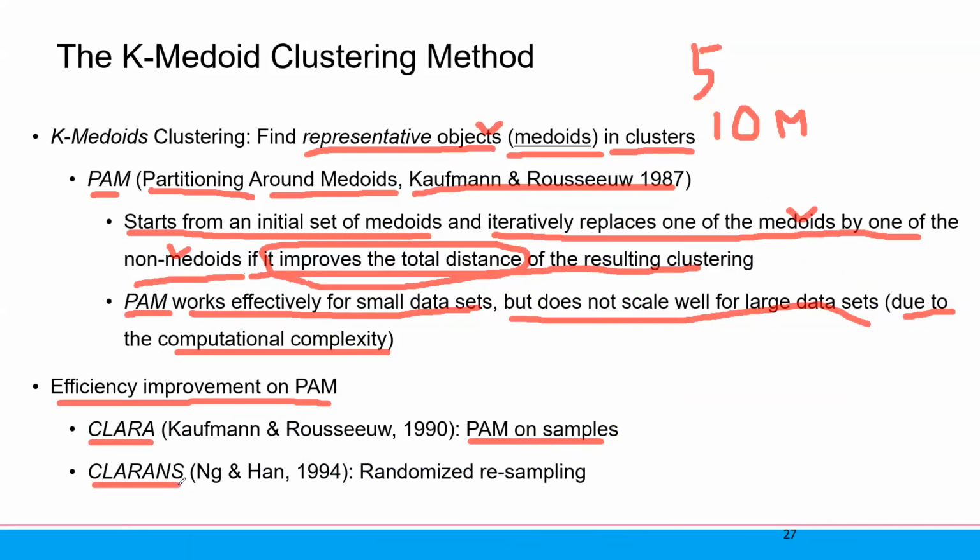There is another algorithm, which we call CLARANS. It is based on randomized resampling. If you know the sampling methods, we have sampling without replacement, sampling with replacement, stratified sampling, random sampling. So they have another method, randomized resampling, for this one. I will not discuss those two in detail. If you are interested, you can look at the literature.